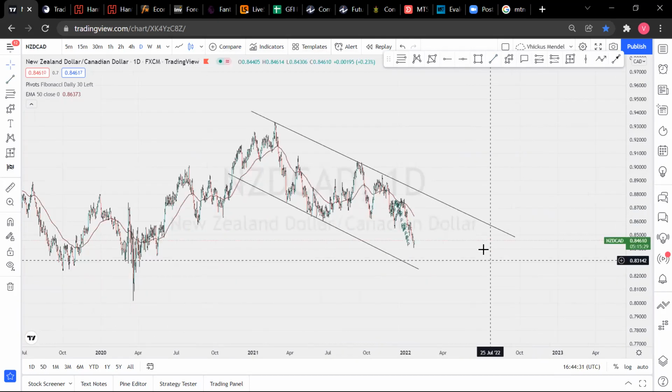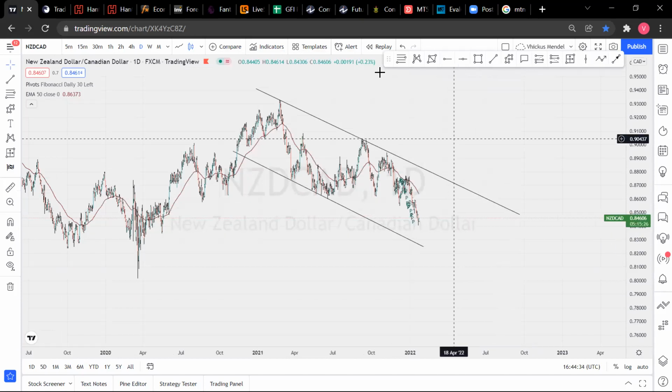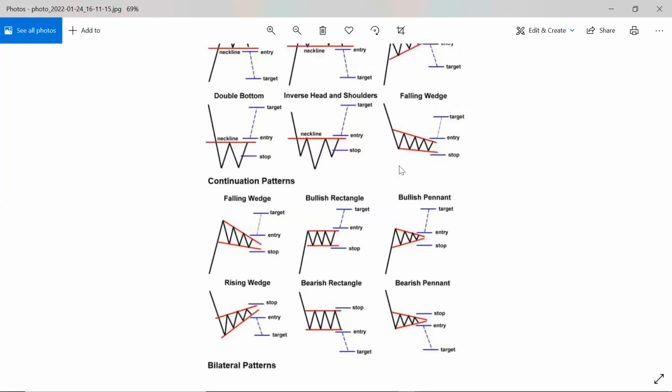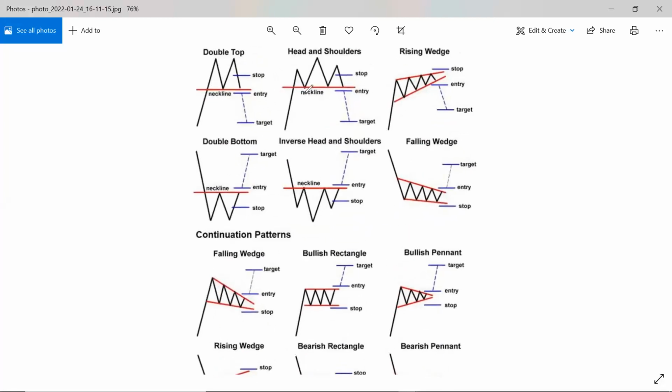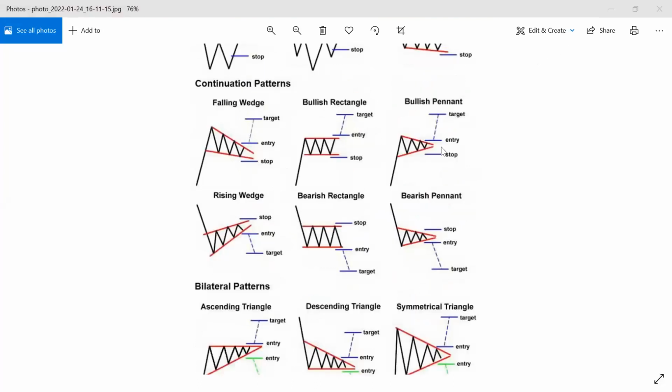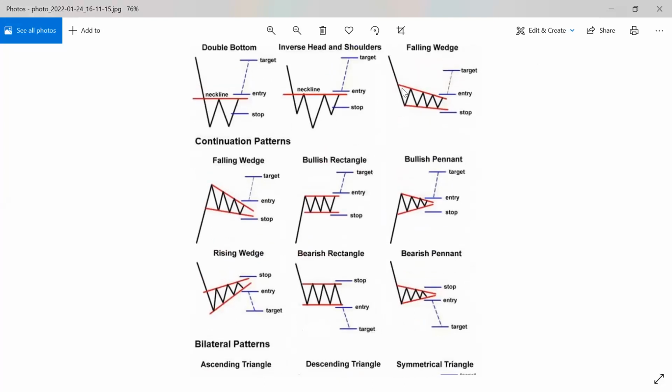So now we'll start with the chart patterns. But I prefer we do this one first. We'll do the continuation patterns. These ones. Continuation patterns first.